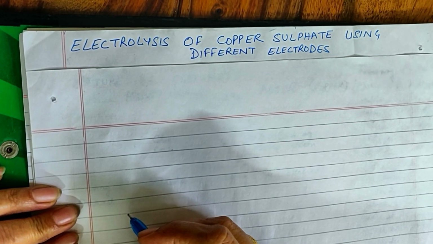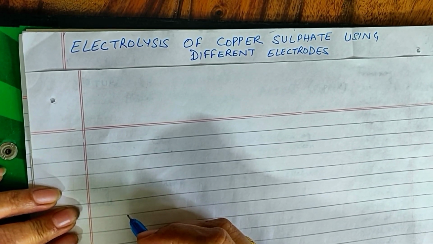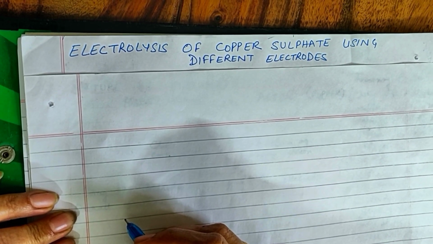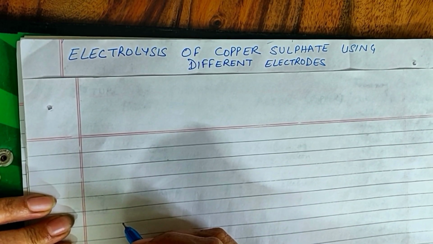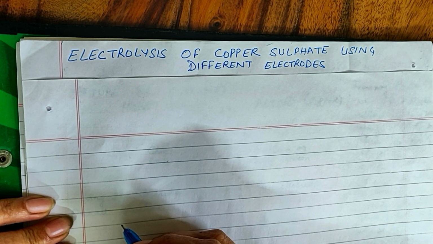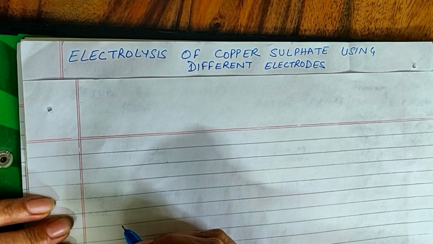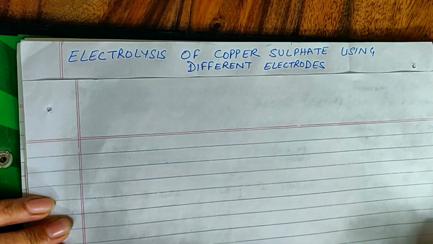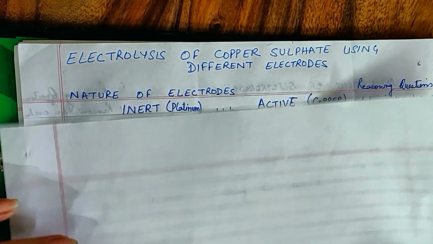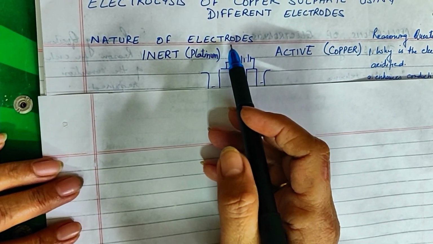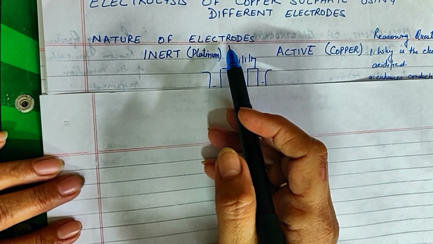In our last class, we discussed the preferential discharge of ions. Now here we are going to study the electrolysis of copper sulfate using different electrodes. That means we will see how the electrolysis product is different when we use an inert electrode and when we use an active electrode. So the nature of electrodes is a very important factor which influences the process of electrolysis.